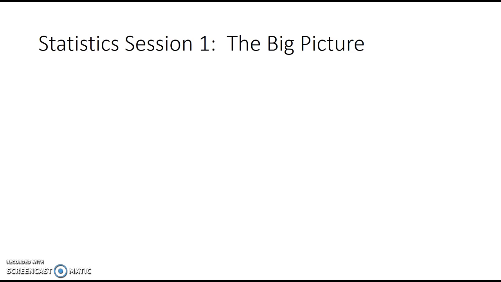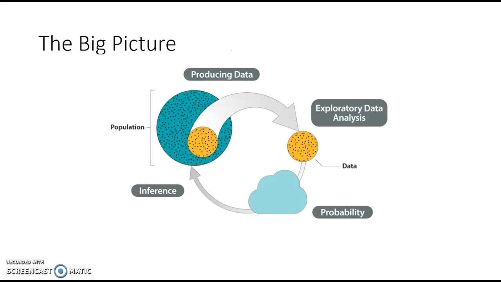The first session on statistics is about the big picture. Now what statistics is, it's taking data and transforming it into useful information. The big picture shows us a summary of this process. A lot of times the data that we want to turn into useful information is too big.